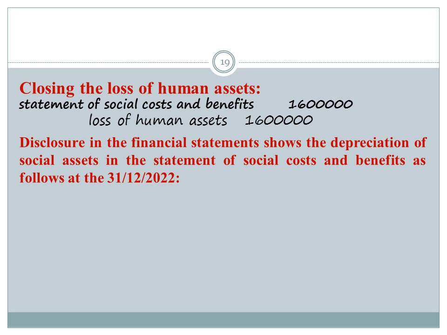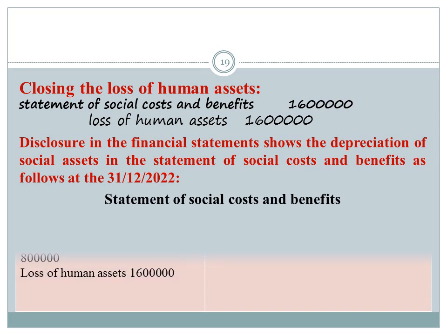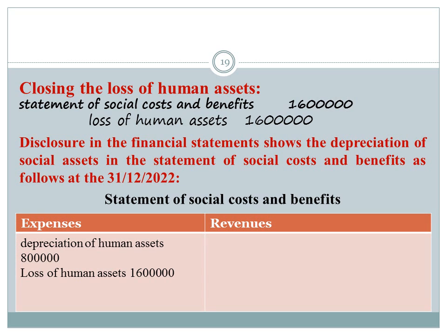Disclosure in the financial statements shows the depreciation of social assets in the statement of social costs and benefits as follows at 31 December 2022. Expenses: depreciation for the year 800,000. Besides losses of human asset 1,600,000.